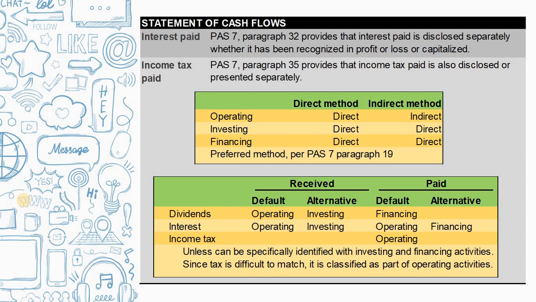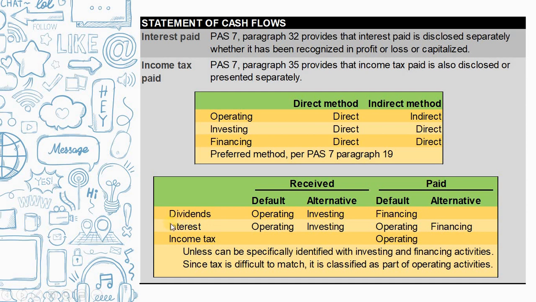Let's start with dividends. Dividends can be received or paid. If a dividend is received, by default, this is presented under the operating activity, while the alternative presentation is under the investing activity, since the dividend is a result of an investment in equity accounts. That is why it can also be presented under investing activity. For dividend payment, there is no alternative presentation, and it should be presented under the financing activity.